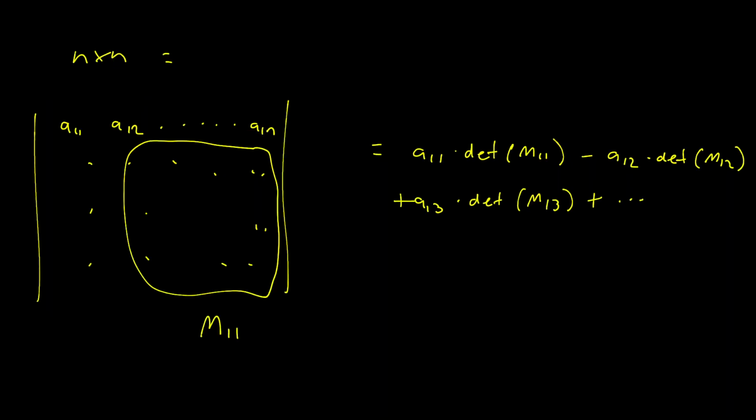In general, for an n by n matrix, to compute the determinant, it is simply a11 times the determinant of M11, where M11 is the submatrix you get by crossing off the corresponding row and column of element a11. And then you alternate signs as you go across the row.